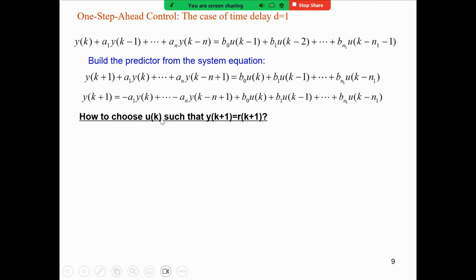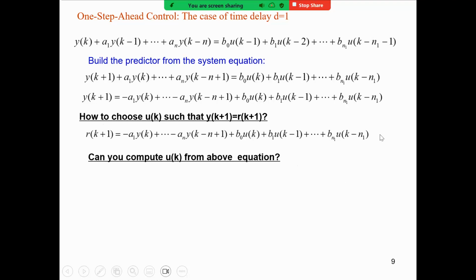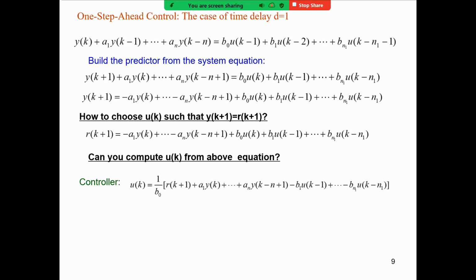Then we ask the question: how do we choose the input such that the output equals the reference signal, the desired output? We take the problem as solved and replace the output by the desired output. We have our equation. Can you compute the input from this equation? Easy. This is the input you can compute, and all the signals are available, so there's no problem to implement. I just compute my input from this equation, and then immediately I can hit my target at the next step. Very simple, right?